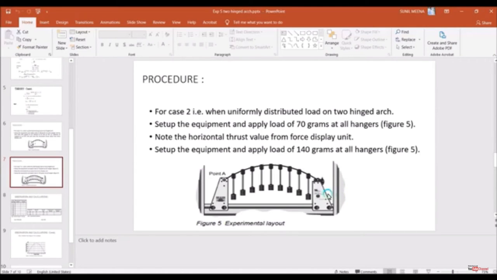And in the next case, we will set up the equipment and apply a load of 140 grams at all these hangers, and then we will measure the horizontal thrust again. So this is the experiment.